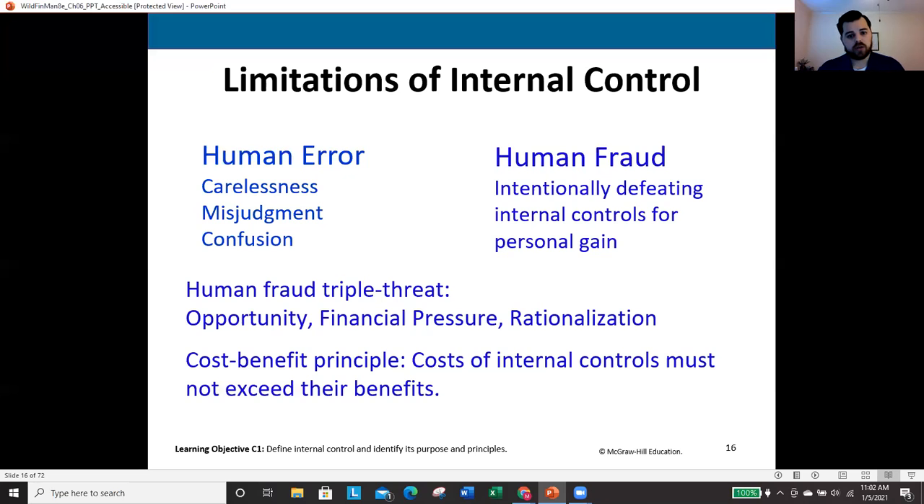It wasn't intentional, but it's still not correct. So maybe there was some confusion. Anything like that is what we're looking at here under human error. Now, if you make a mistake, are you going to prison?